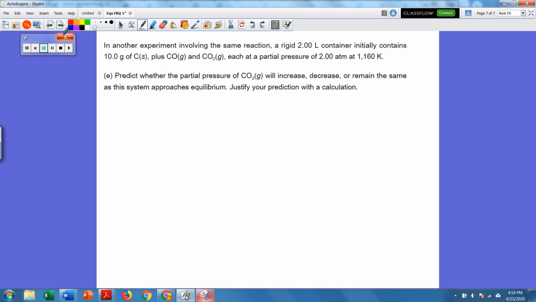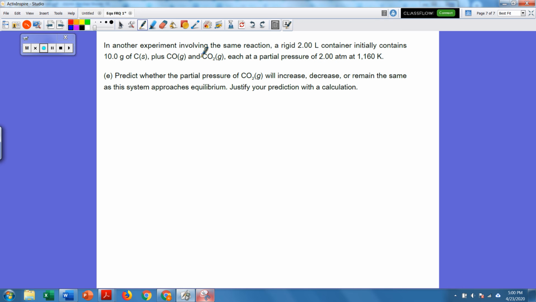Section E. So now it says there's another experiment involving the same reaction. So we have the same reaction happening. We have a 2-liter container. And now it's telling us that we specifically have 10 grams of carbon, plus we're starting with some carbon monoxide already in the container, as well as carbon dioxide. Okay, so we've got something that is not the same. Our initial starting mixture is a mixture of gases, not just the carbon dioxide gas like we did in the previous example. It says that each of our gases are at a partial pressure of 2 atmospheres.